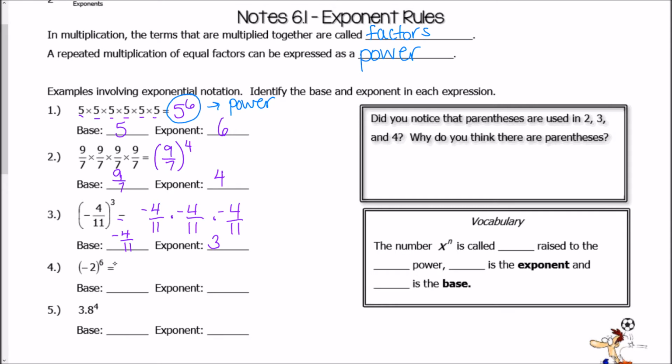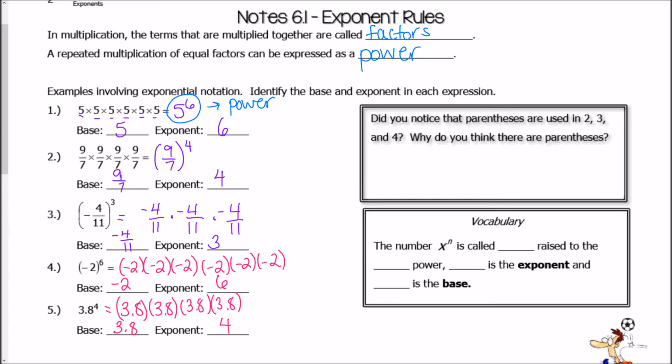Okay, in the next one it's negative 2 to the power of 6, so it means it's negative 2 times negative 2 times itself 6 times. So my base here is negative 2 and my exponent is 6. All right, and then our last one here is 3.8 times itself 4 times. So what I end up getting here is that my base is 3.8 and my exponent is 4.